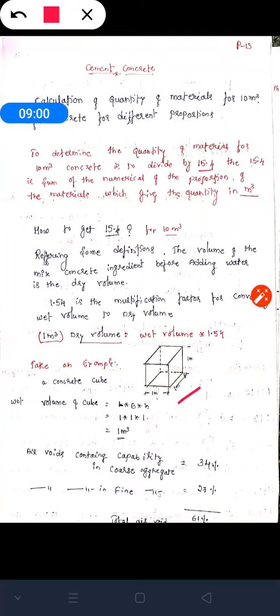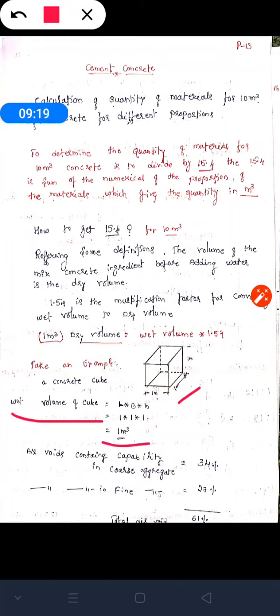It means here we are calculating how you got this 15.4 value. Okay? So the size of the cube equals 1 meter by 1 meter by 1 meter. Then the wet volume of the cube equals length into breadth into height. Then we got 1 meter cube. This is 1 meter cube here.